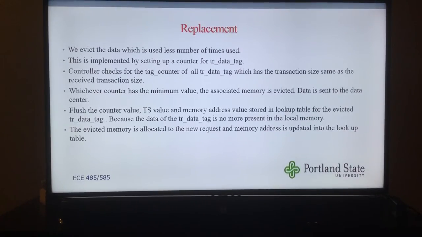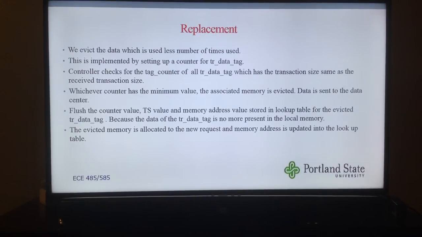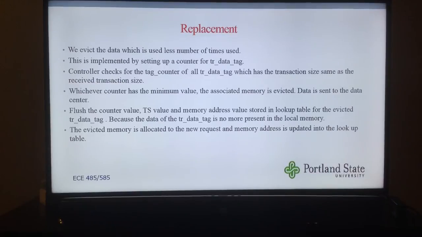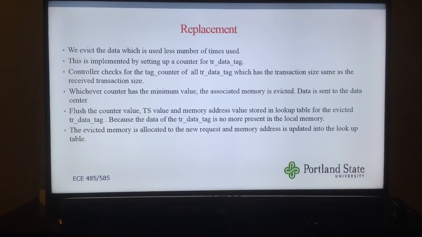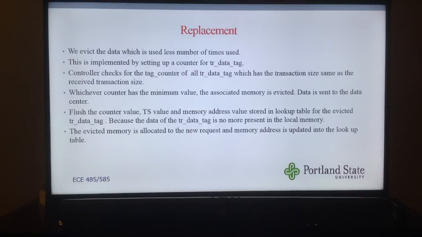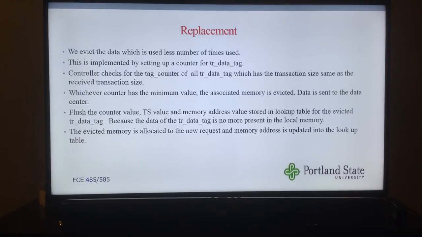That means whichever TR data tag is least used, we will replace that during eviction. To implement this policy, we are considering the tag counter values. Whenever we access a TR data tag, we increment the associated tag counter. So consider tag counter 1 is used only once and tag counter 2 is used 2 times. Then the system will evict tag counter 1 as it is used only once. And during eviction, it will flush all the values related to that TR data tag from the memory and the lookup table.